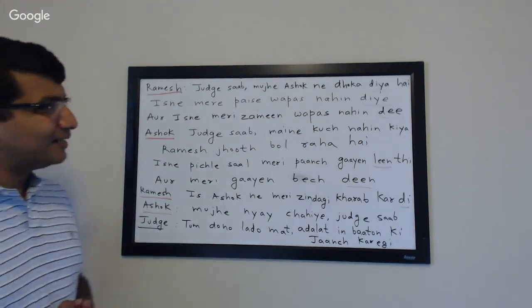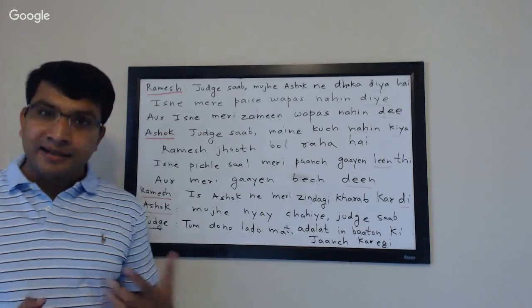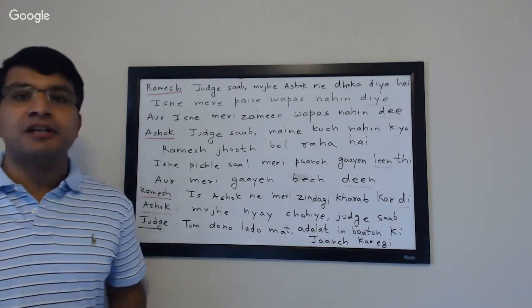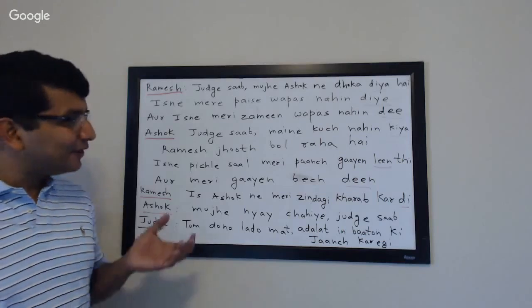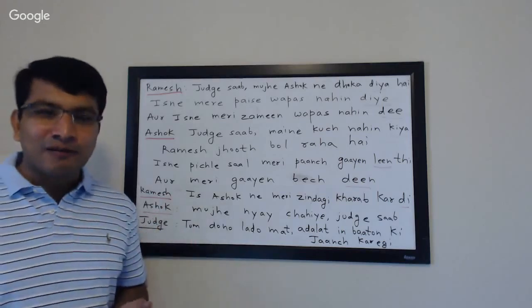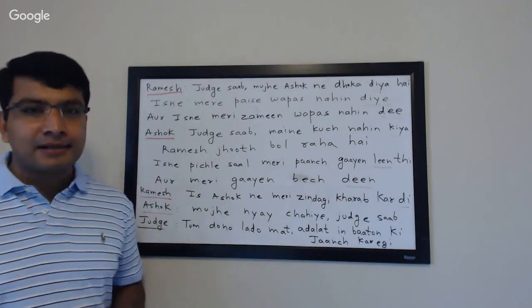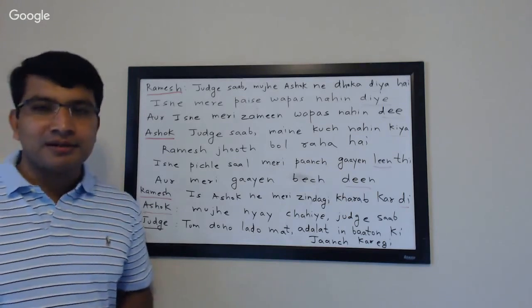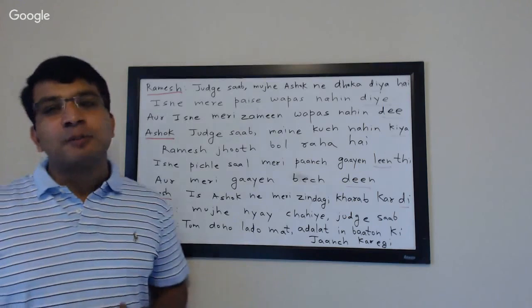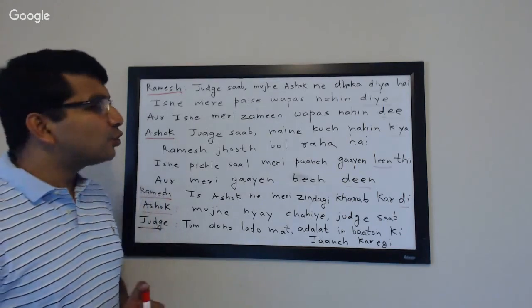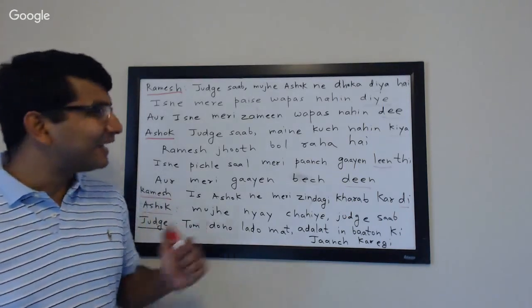Okay, I think it's a pretty challenging story. If you have deconstructed it and figured out the meaning of the entire text, I think you have mastered how to use irregular verbs in the past tense. So let's go one line by one line.